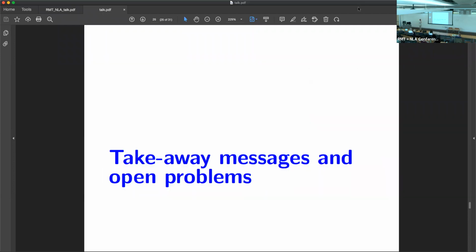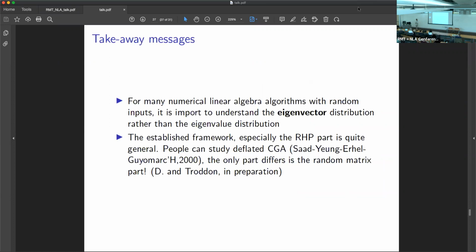Now I will give some takeaway messages. The first message is that in the random matrix society, people have been working on eigenvalues for many years, and you can see from here that people should also spend more time on eigenvectors, because in the numerical linear algebra society, mostly what you see is eigenvectors instead of eigenvalues.